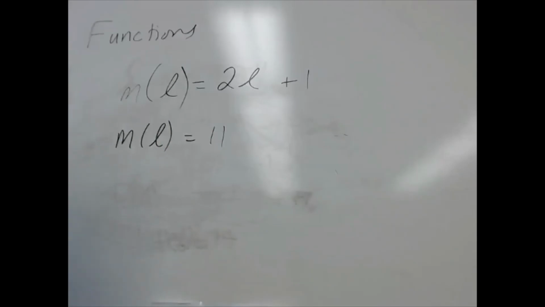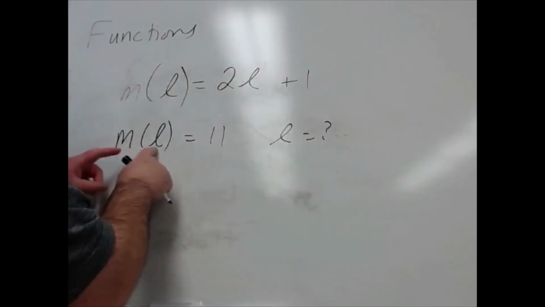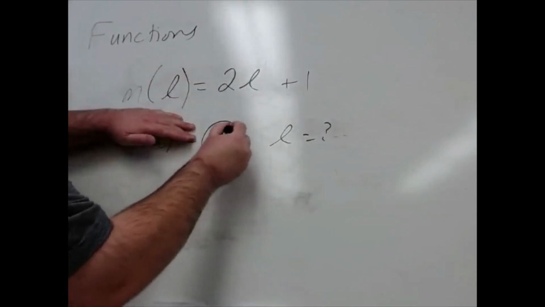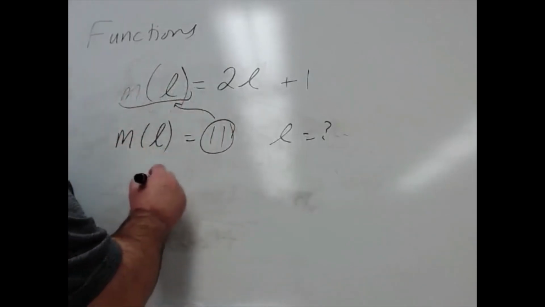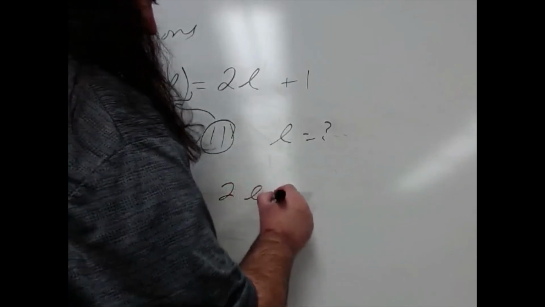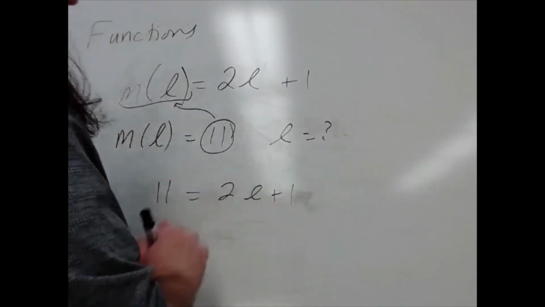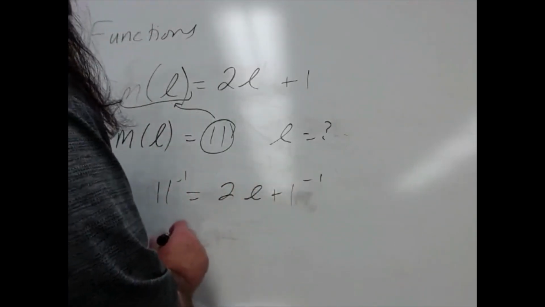Then what I'm going to do is find out what that L value that was put in was. So what I will do is take this original here, and since this says M of L is equal to 11, I can replace this expression here with the number 11, the whole thing, not just the L. So what I end up with then is 11 equals 2L plus 1. And now to find out what the L value is, just a little bit of algebra. I have to get rid of the 1. So this is plus 1, so to get rid of the 1 I would subtract 1 from both sides of the equation. 11 minus 1 gives me 10 equals 2L.